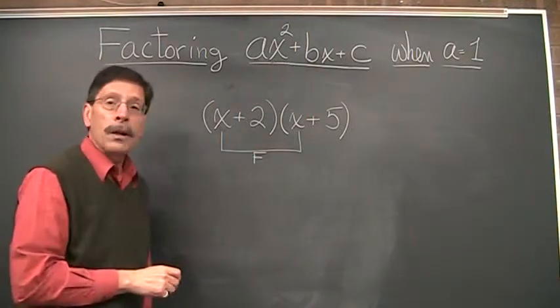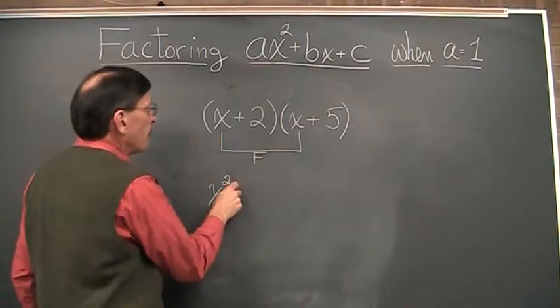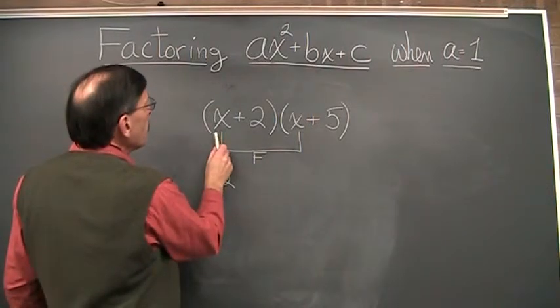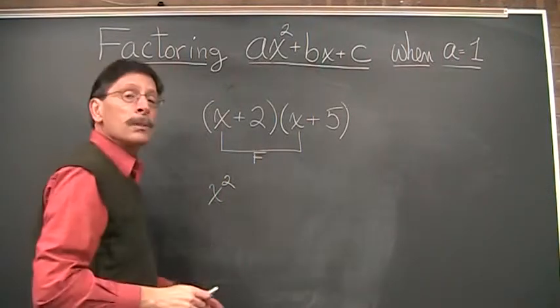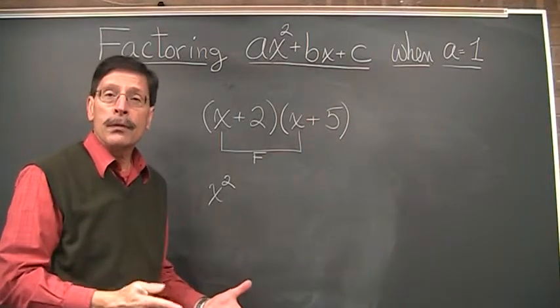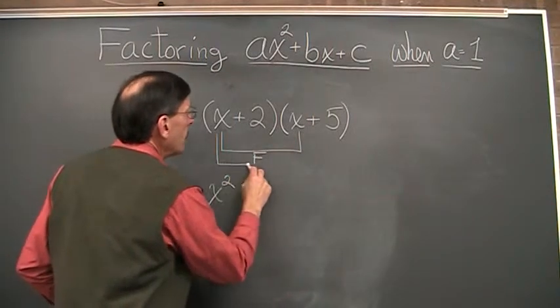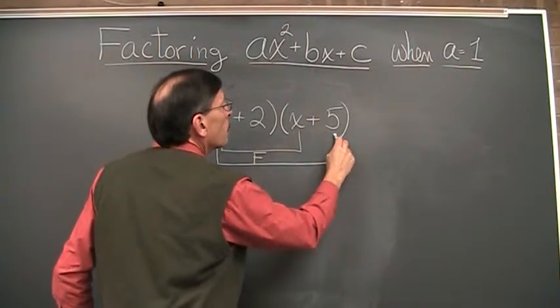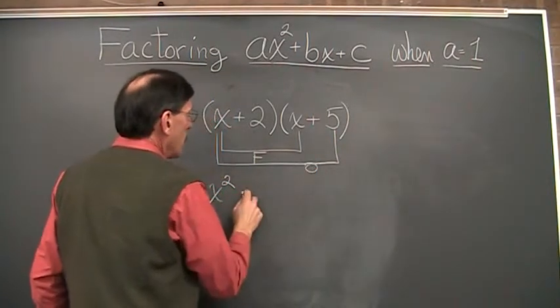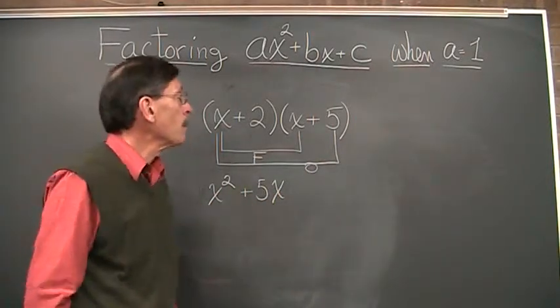F is the first letter in the word FOIL. X times x is x squared. We then multiply the outer terms. The outer terms are the terms furthest left and the terms furthest right. So furthest left I have x. Furthest right I have 5. 5 times x gives me 5x.